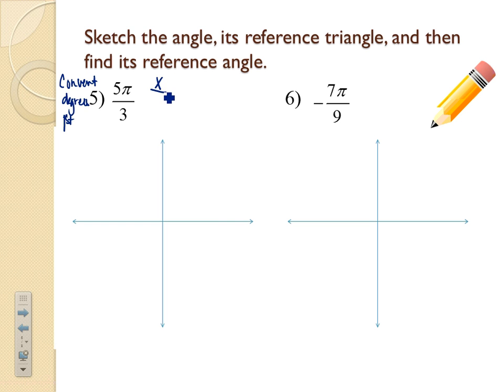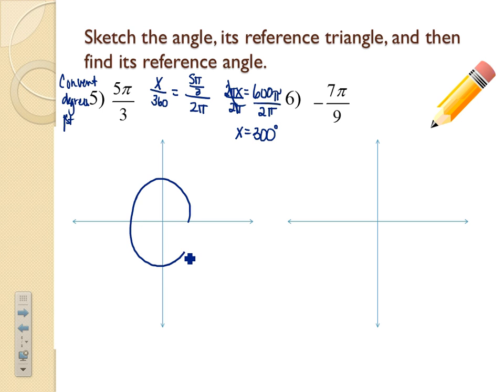So I need x degrees over 360 is equal to 5 pi over 3 over 2 pi. Cross multiply: 2 pi x equals 360 times 5 over 3, which is 1800 over 3, which is 600 pi. Divide by 2 pi, and I get x equals a 300-degree angle. So I need to make a 300-degree angle.